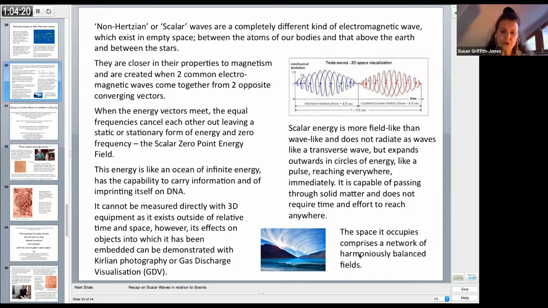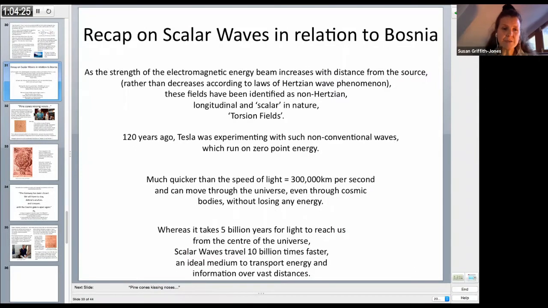So the space it occupies comprises a network of harmoniously balanced fields. And here's a recap on scalar waves in relation to Bosnia. As the strength of the electromagnetic energy beam increases with distance from the source rather than decreases according to laws of Hertzian wave phenomena, these fields have been identified as non-Hertzian.